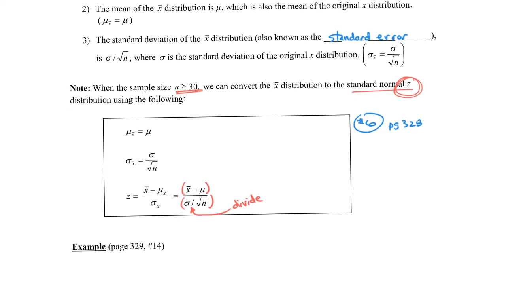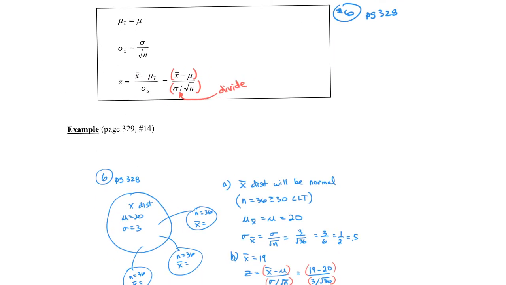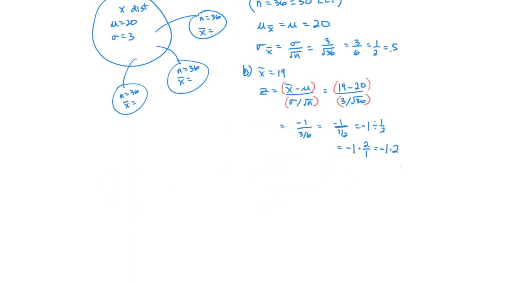Whoops, oh boy, what just happened? It's just negative 2. Where are we? Here we go. All right, which is negative 2. So the z-score corresponding to x bar equals 19 is negative 2.